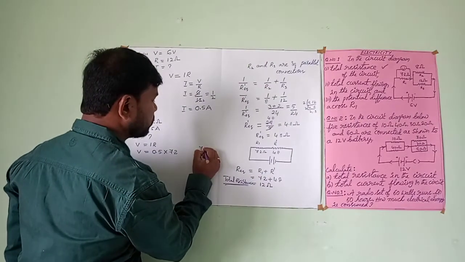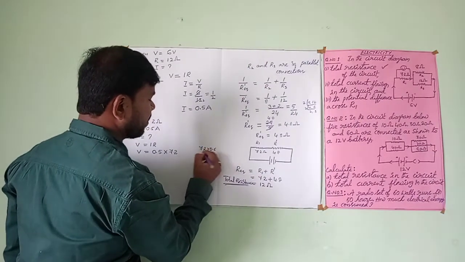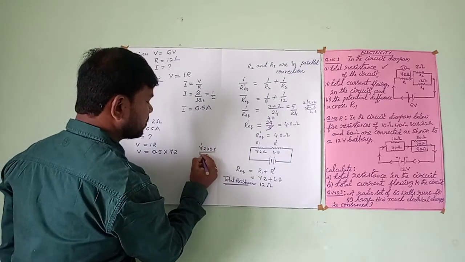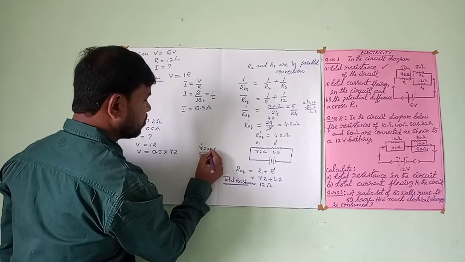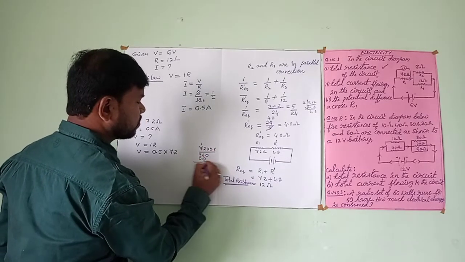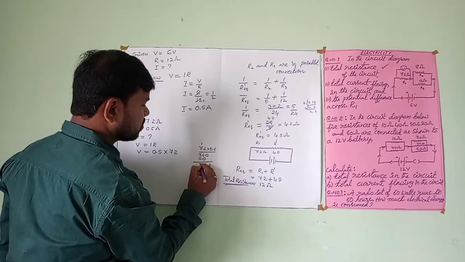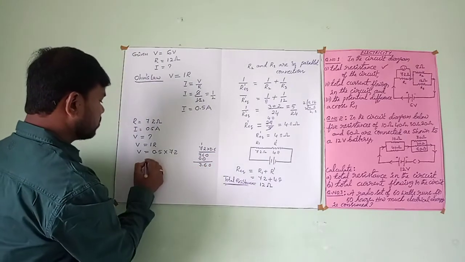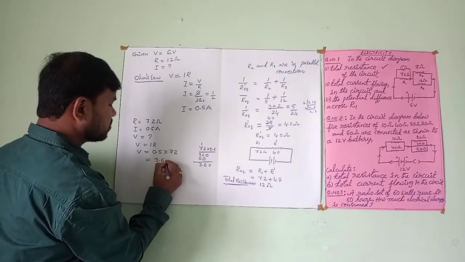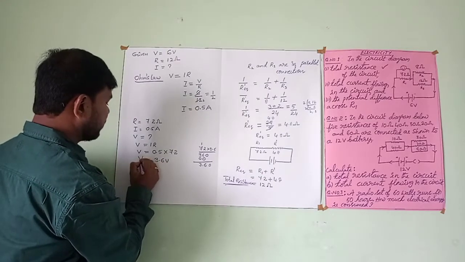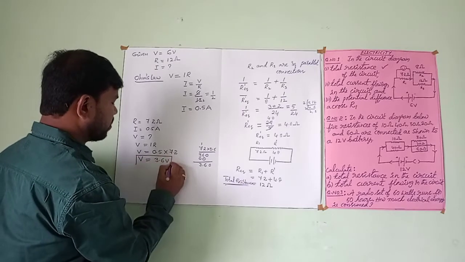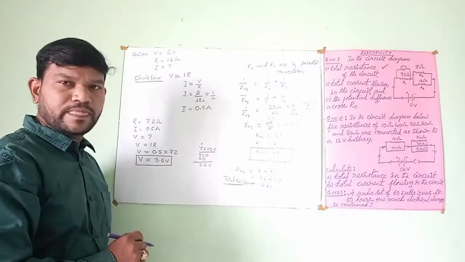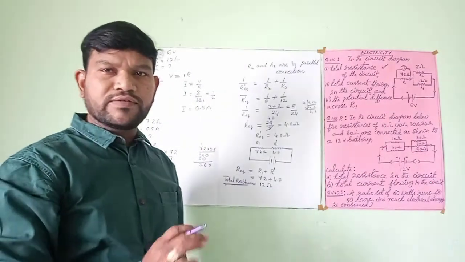So 7.2 into 0.5. 5 2s are 10, 1, 5 7s are 35, 36. 0 2s are 0, 0 into 7, 0. So 3.6. How much we got? 3.6 volts. So the potential difference V across R1 is equal to 3.6 volts. Is it clear? Students, don't worry.